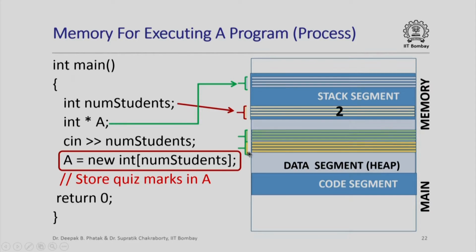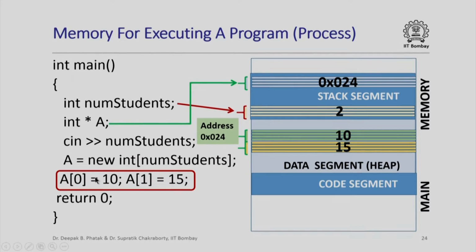Space for this is now actually allocated from the data segment or the heap, and here you can see I have allocated space for 2 integers. Each integer takes 4 locations, and the address of the first byte of the first of these integers is, let us say, hex 024. So A is going to contain the value hex 024.